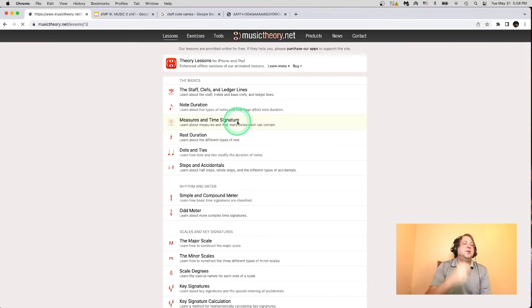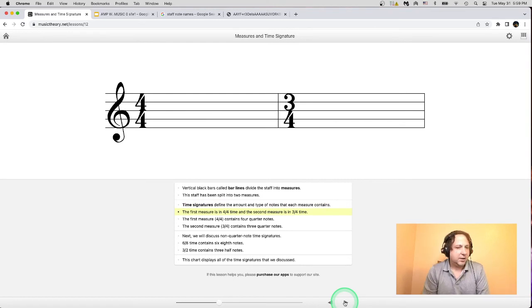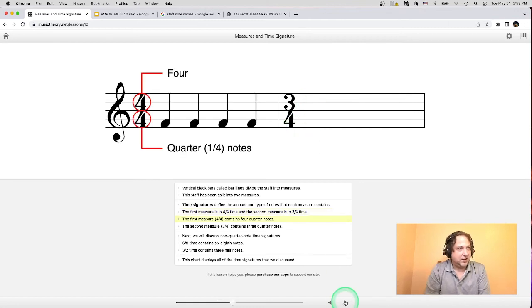Now let's talk about measures. So measures are basically just ways to break your music into little bite-sized pieces so you can figure out what's going on phrase by phrase. Just divide your staff into 2 measures by putting a line in the middle, and then you can put a certain amount of music in each measure. How do you do that? You use a thing called a time signature. Now, a time signature has two numbers in it that usually mean something very specific. We'll talk about it in just a second.